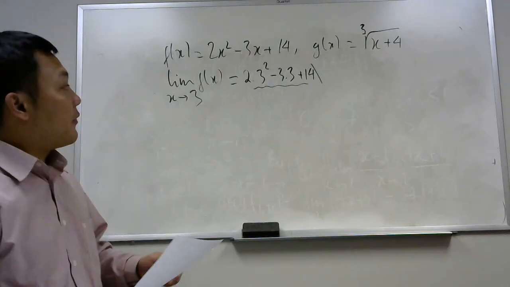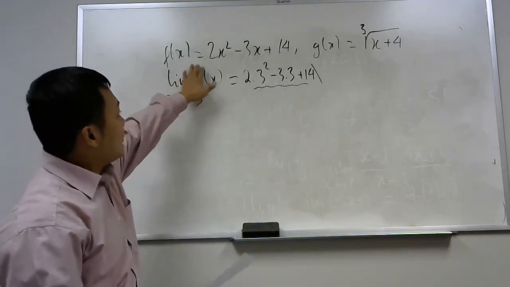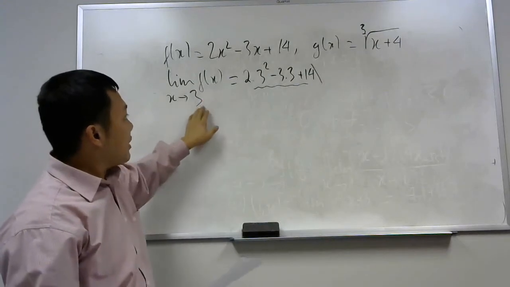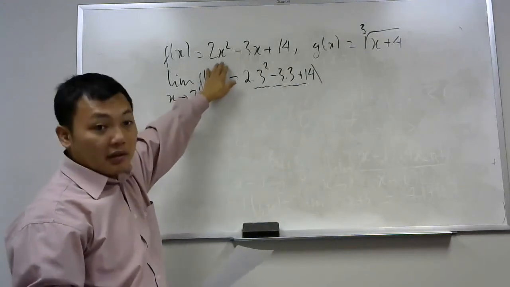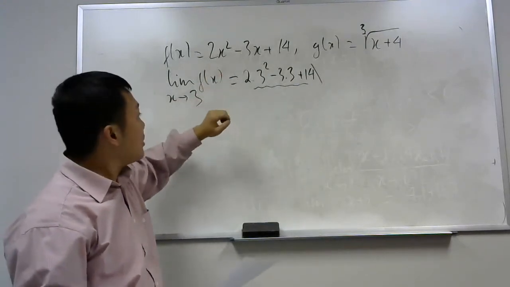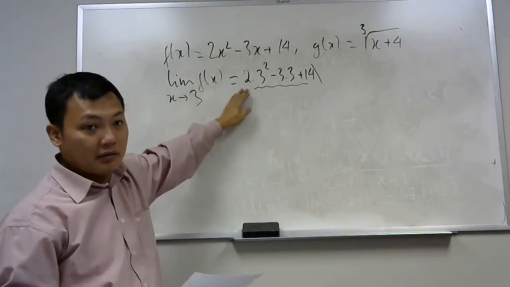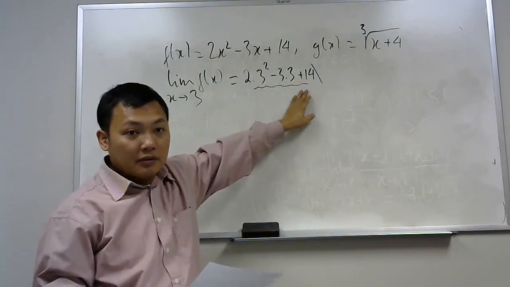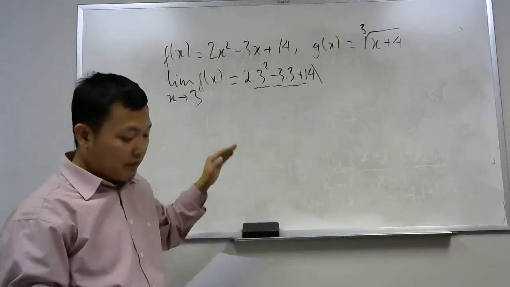Okay, so the first problem says you have two functions f and g. They ask you to find the limit of f at 3. Since f is continuous, because that is a polynomial, you just need to plug 3 into the function and carefully calculate this value because you have the limit of f at 3.